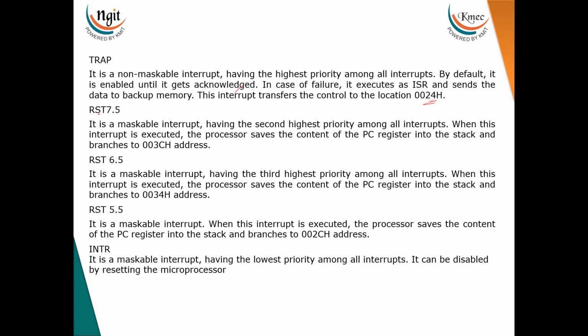Next one is RST 7.5. It is a maskable interrupt having the second highest priority among all the interrupts. When this interrupt is executed, the processor saves the content of the PC register into the stack and branches to 003C. This is the vector address for RST 7.5.